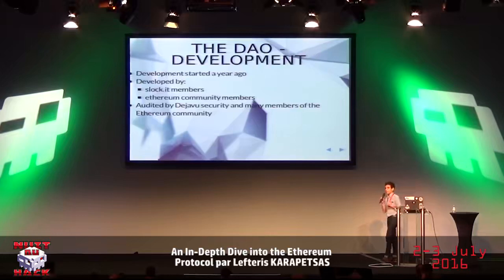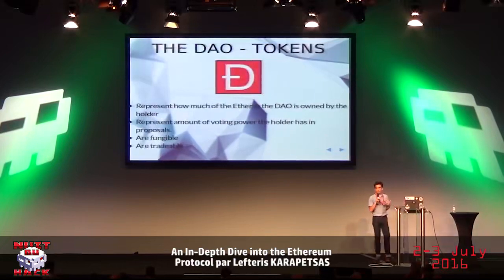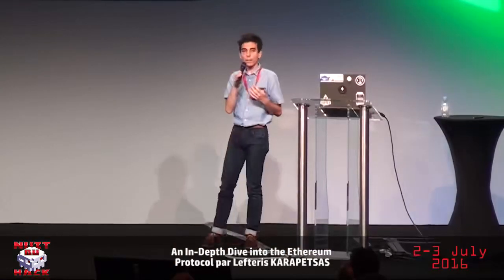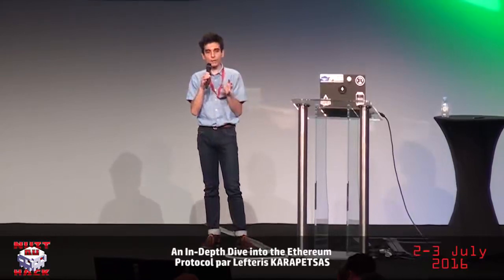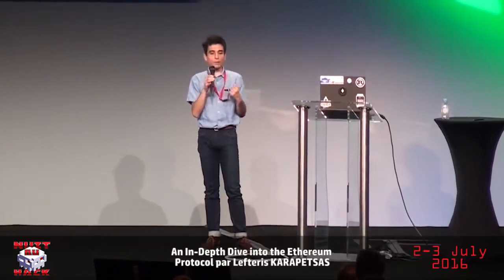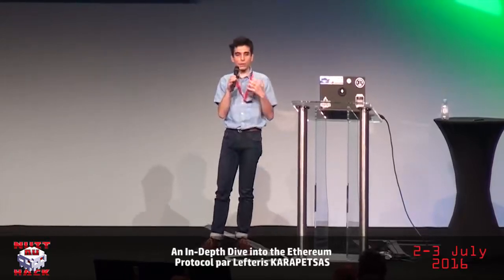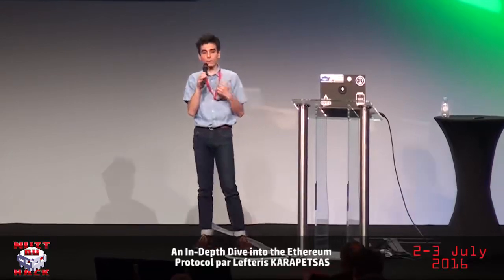It was developed by people from the company that I work for, Slock.it, but also by a lot of Ethereum community members. And there was a security audit by a company called Deja Vu, and by many members of the Ethereum community. Essentially, the DAO also has its own token, which represents the amount of voting power that you have in the DAO. So if we assume, for example, that there is a DAO that has 100 Ether, and you have 50 tokens, essentially you own 50% of the Ether inside the DAO, and your voting with your tokens would be 50% of the votes.